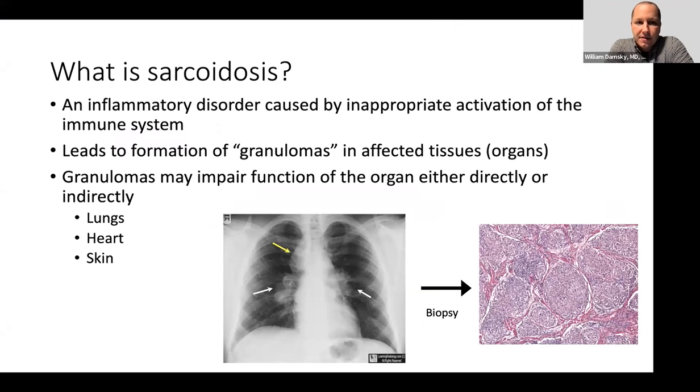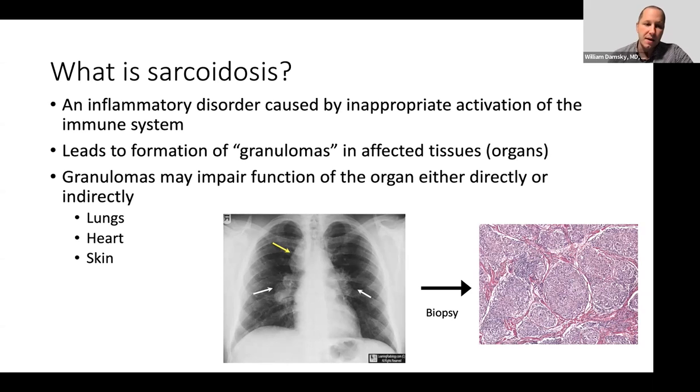So I suspect this disease needs really no introduction in this forum, but I did just want to introduce a couple things. So sarcoidosis is an inflammatory disorder caused by inappropriate activation of the immune system. And so this leads to formation of what are called granulomas, or aggregates of a specific cell type called macrophages in affected tissues, which can include any organs that may be involved. These granulomas in the organ may impair function either directly or indirectly, and that's how they manifest in patients, and that's why we like to treat them as physicians.